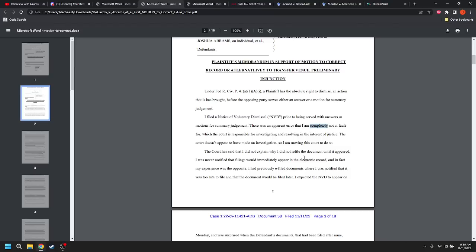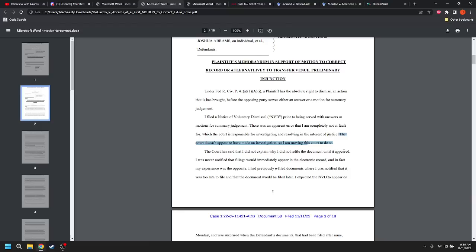Oh, Lord. Okay. "For which the court is responsible for investigating and resolving in the interest of judgment." Citation needed. "The court doesn't appear to have made an investigation, so I'm moving the court to do so." Courts do not investigate. Courts don't investigate. I can't say this any more clearly: courts do not investigate.